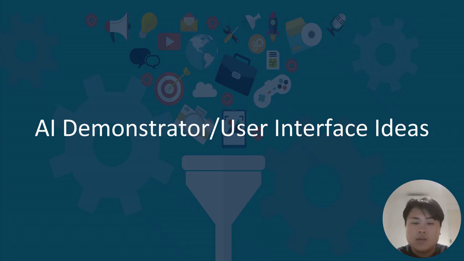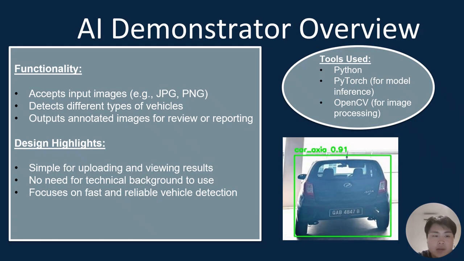So now we talk about the AI demonstrator and user interface ideas for our project. Our group AI demonstrator overview. Our product chooses to use YOLO version 8 models, and it accepts input images like JPG or PNG. It can detect different types of vehicles and display output images with bounding boxes and the confidence rate.